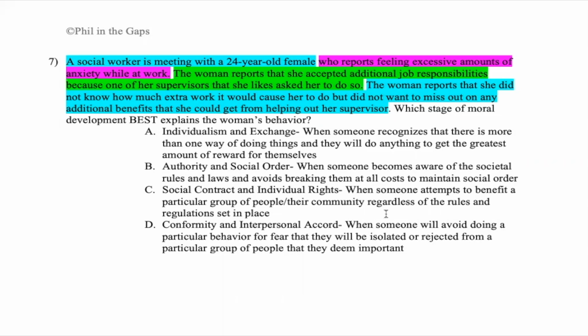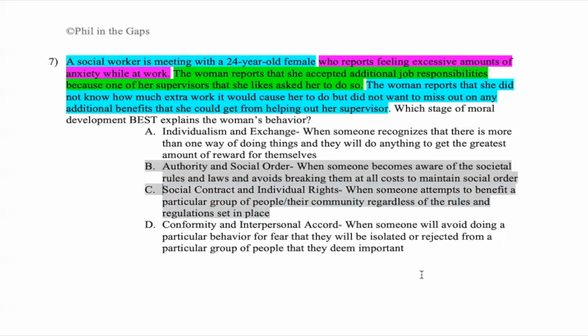So right off the bat, we're going to rule out B. Why? Nowhere in the question does it state that anyone is breaking the rules and or laws of society. So authority and social order would be like, you know what? We're going to incarcerate you for not taking these job responsibilities. And nowhere in the question does it state that she would lose her job if she didn't take those responsibilities as well.